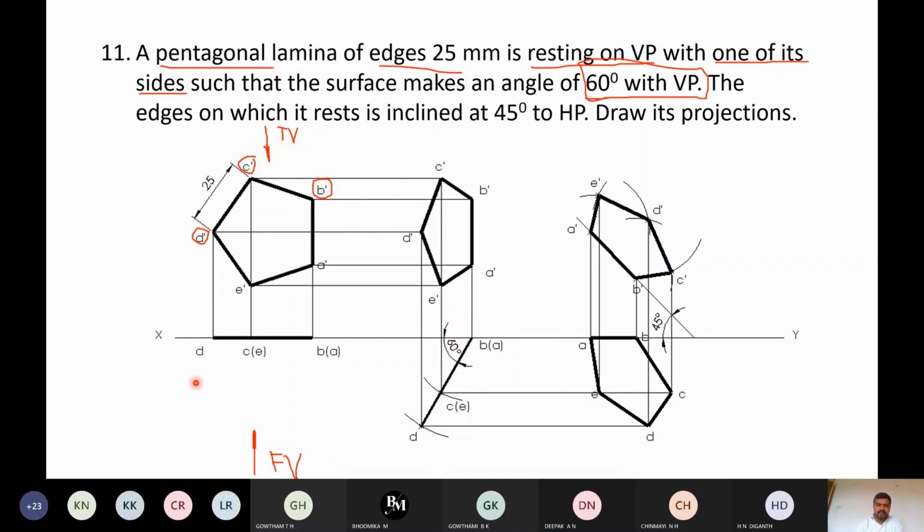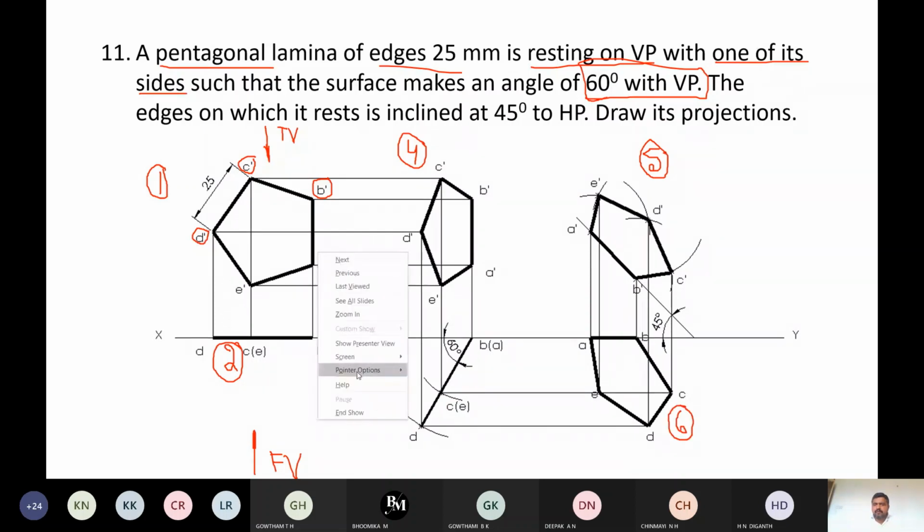The procedure is the same, but you will start from front view. First you will draw this view. Next you will draw this. Next from this you are going to draw this. After this you should draw the second front view. Next you should draw the final front view. Finally, this is the procedure you should follow.